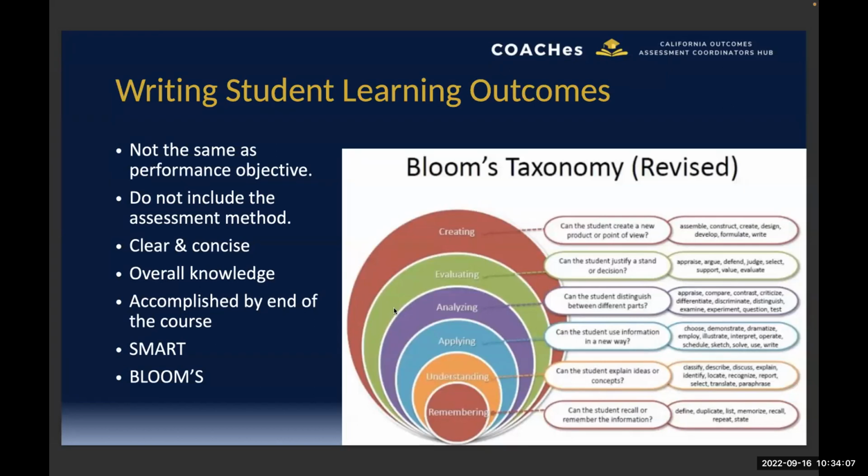Okay. Again, they need to be clear and concise. Okay. They should be looking at the overall knowledge that we want students to walk away from the course with. They should not be so specific that they are matching our course objectives, our performance objectives. They should really be giving that overall knowledge. Okay. And again, they need to be accomplished by the end of the course. So we follow that SMART with specific, measurable, attainable, relevant, and time-based. And then really what we should be doing is we should be bringing in Bloom's taxonomy.